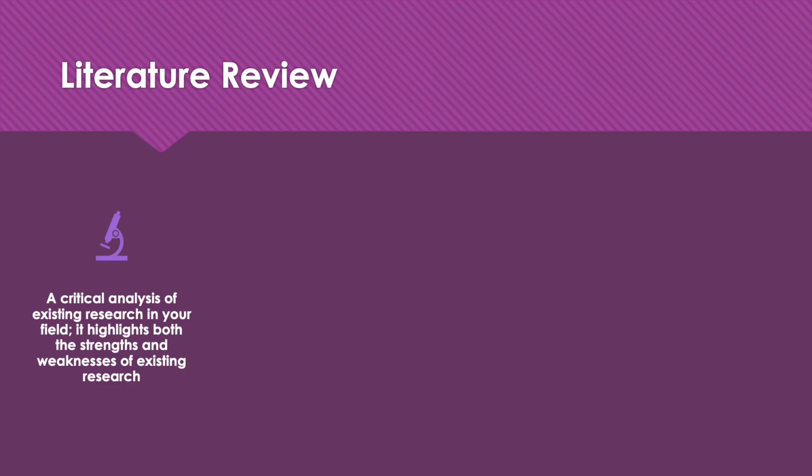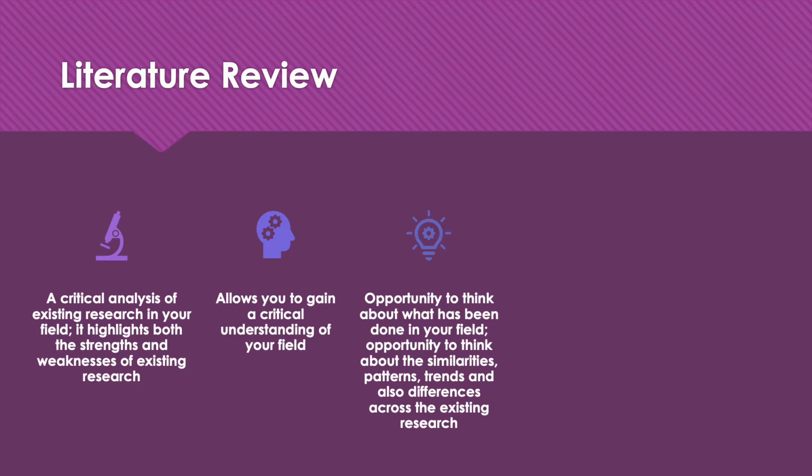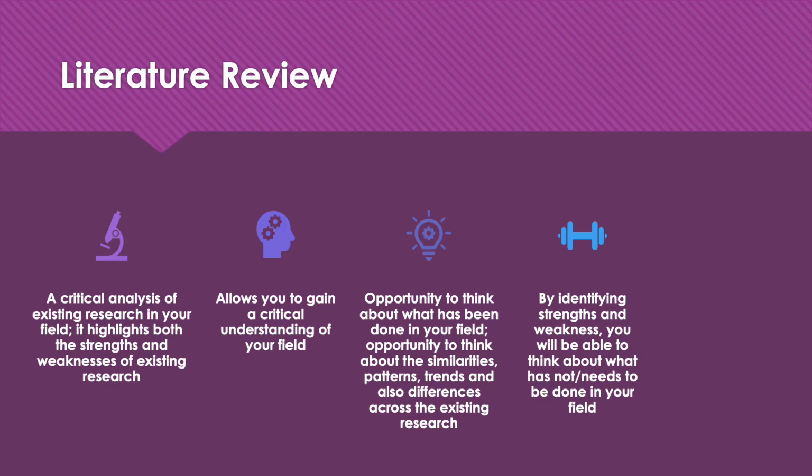So, to break down a literature review even more and figure out what it is for, a literature review is a critical analysis of existing research in your own field. It highlights both the strengths and the weaknesses of existing research. It allows you to gain a critical understanding of your own field, and gives you the opportunity to think about what has been done, the similarities, the patterns, the trends, and also the differences across the existing research. By identifying strengths and weaknesses, you'll be able to think about what has not been done or needs to be done in your field. So again, thinking about those gaps.